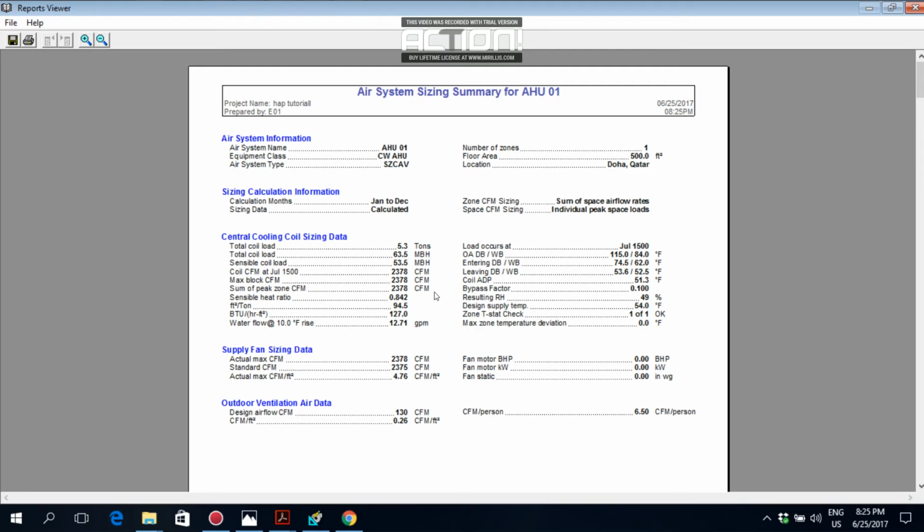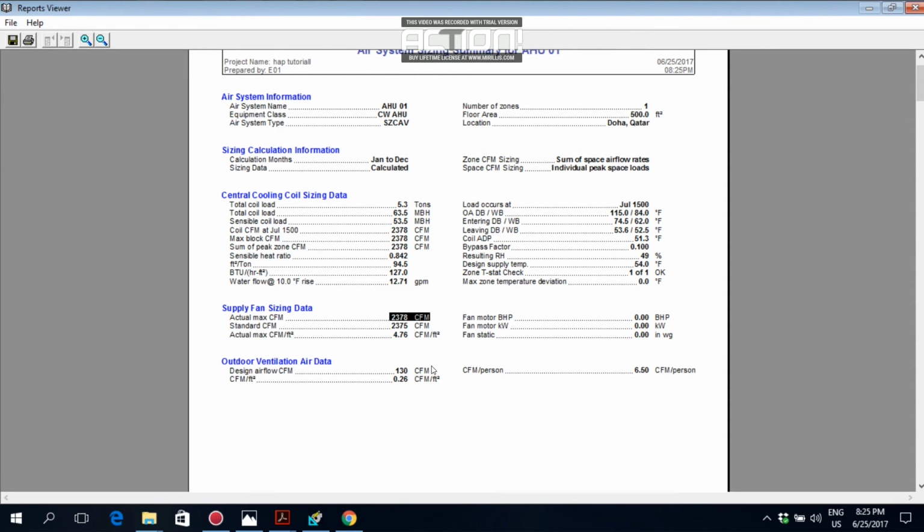These are the reports. Now if you see over here, for air handling unit 1, the total tonnage is 5.3 TR and total sensible coil is 53.5 MBH, where MBH is thousand BTU per hour. This is the coil capacity, and the fan capacity over here. The supply fan sizing data is 2378 CFM, and the fresh air requirement is 130 CFM. That means the supply air is 2378 and outdoor is 130. That means the return air will be 2378 minus 130 CFM.